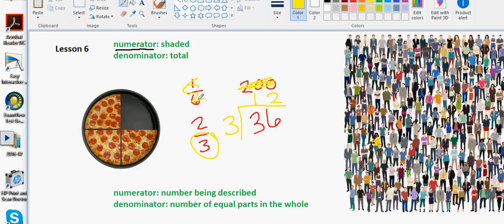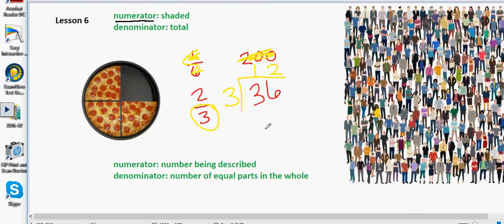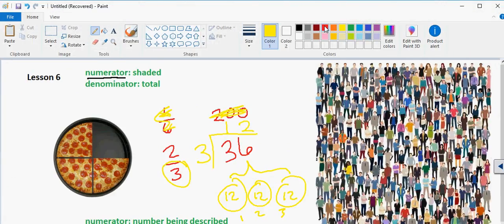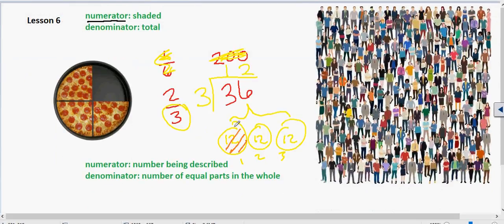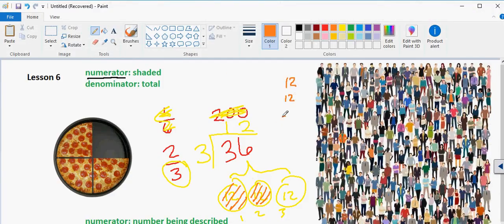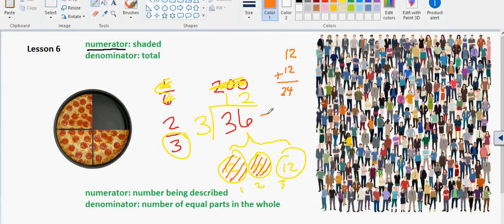So 12 is in each group, counting up to 36, which makes sense. There's 12 in here, 12 in here, and 12 in here, and that adds up to 36. 3 total groups of 12. Even groups. I like it better now. Now we want to know how many is 2/3. Well, shade in 2 of these and add that number up. 12 plus 12 is 24. So 24 is 2/3 of 36.